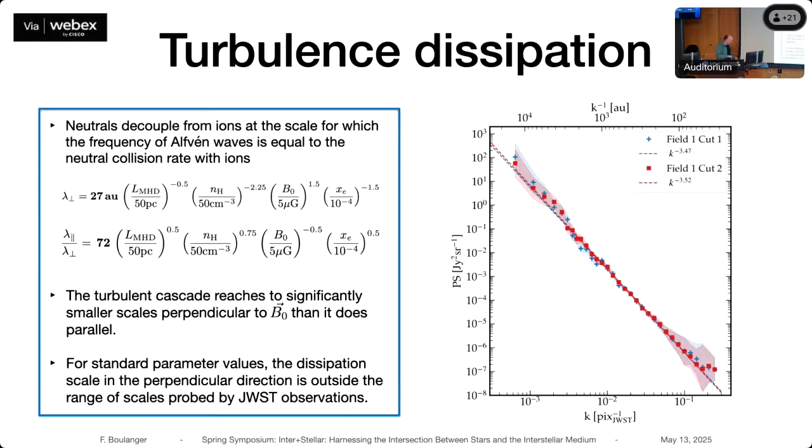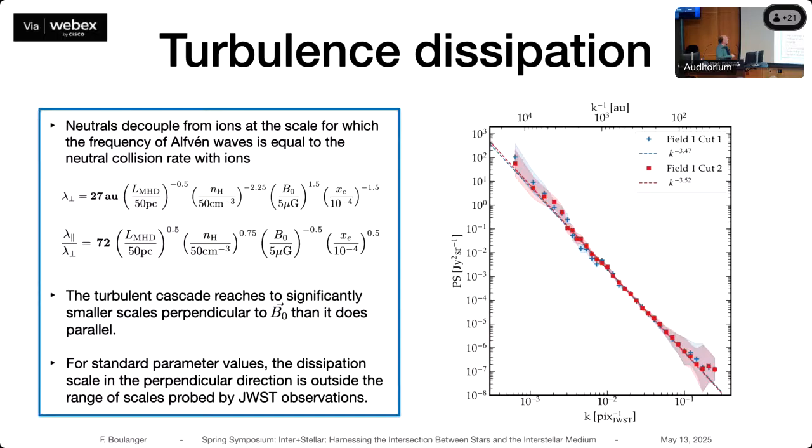So when looking at very small scales in turbulence, one always expects to see a signature of the dissipation scale, and in particular the one you expect from the friction between neutrals and ions. At some scales, the neutrals should decouple from ions when the frequency of available waves is equal to the neutral collision rate with ions. And it's interesting to see that this scale actually may be too small in the perpendicular direction to be observable.